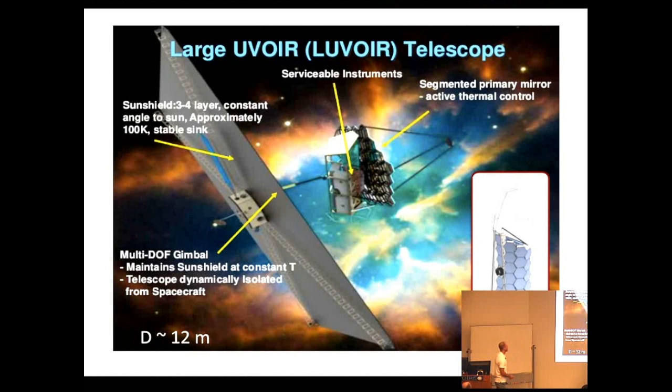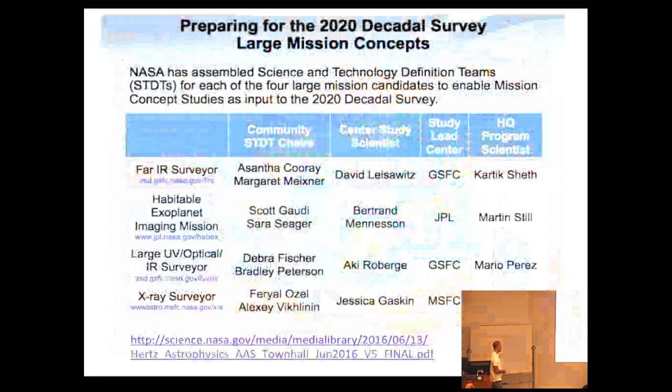But this is the current concept, a space-based telescope, large aperture on the order of 12 meters, segmented primary mirror, because getting something like that into a fairing on the top of a rocket is going to require folding it up like so much origami, as with JWST. So this has got its own challenges. How do you build a coronagraph for a segmented telescope that does 10 to the minus 10 contrast? But anyway, this is the concept that people are working on now.